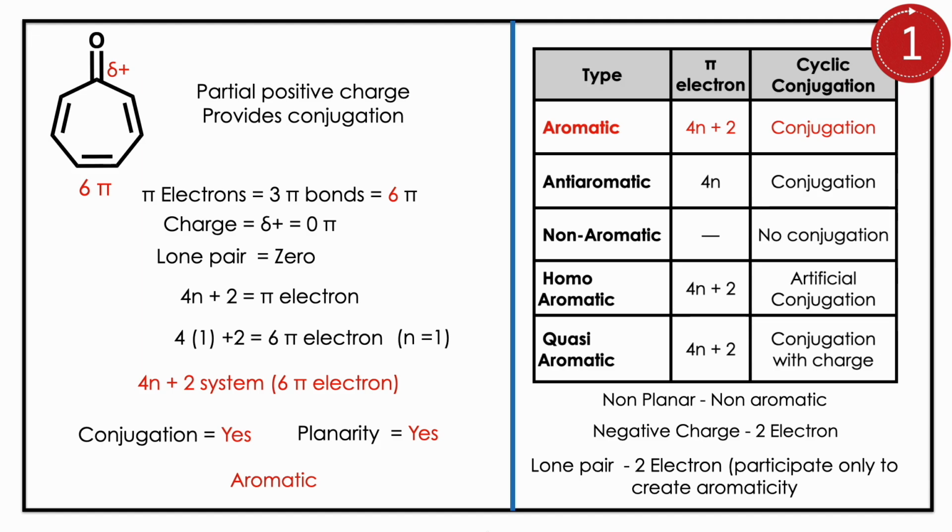So let us analyze the possibility of aromaticity. It has 3 pi bonds. So 6 pi electrons. Charge is 0. Lone pair is 0. So it is a 4n plus 2 pi electron system with 6 pi electrons where n equals 1. The system is definitely conjugated and the compound is planar because of continuous sp2 hybridized carbons. So 4n plus 2 system, conjugated, planar mean the given compound is aromatic.